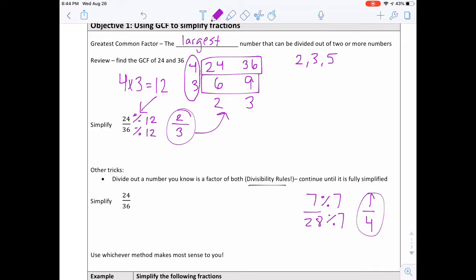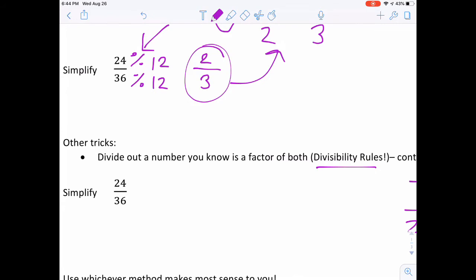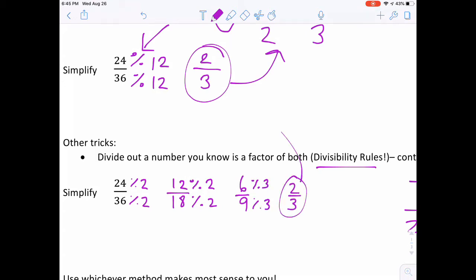Now, let's try that trick on 24 over 36. Let's just continuously divide out numbers until it's fully simplified. Now, I know I can divide out a 2 from both of these. 24 divided by 2 is 12. 36 divided by 2 is 18. Next, we can continue to divide out a 2 to get 6 over 9. And finally, we can divide out a 3 to get 2/3. Notice, we got the same answer.